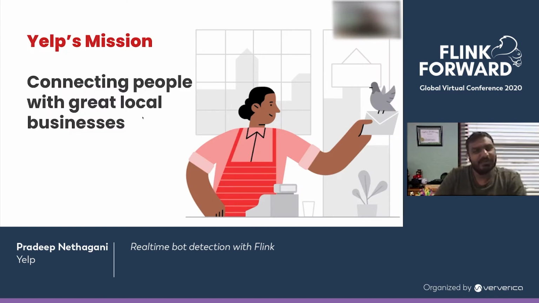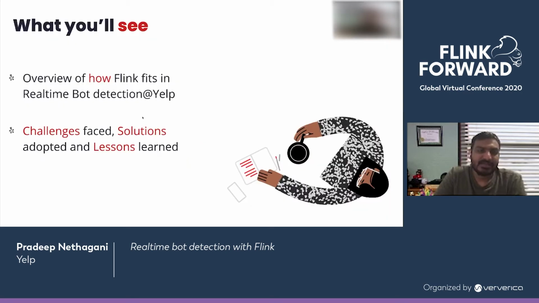For those of you that have never heard about Yelp, Yelp's mission is to connect people with great local businesses. In order to do that, we have a website, and iOS and Android apps where users can search for businesses, look for reviews, make a reservation, request a quote, and interact with the businesses in several ways. In this talk, I'm going to go through an overview of how Yelp uses Flink for real-time bot detection, and I'll also talk about some of the challenges that we faced, some solutions that we adopted, and the lessons learned during this process.